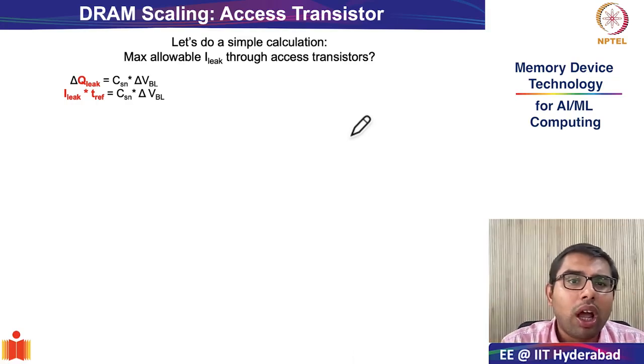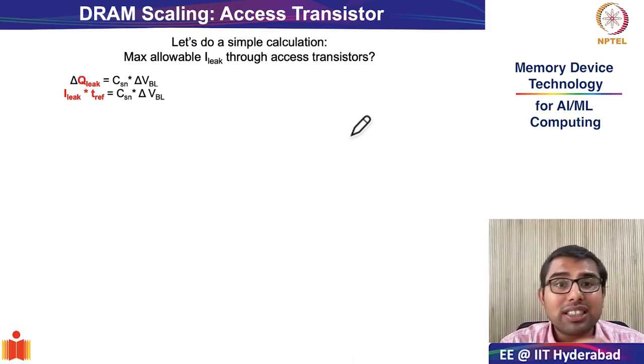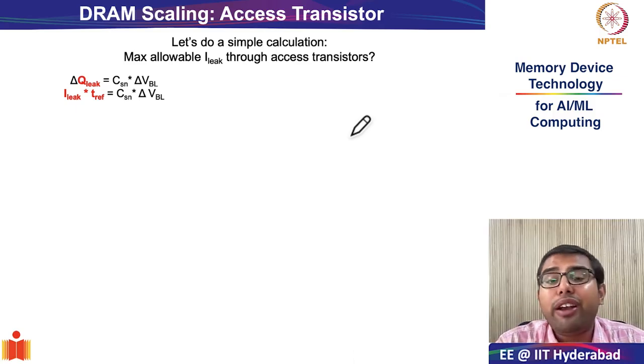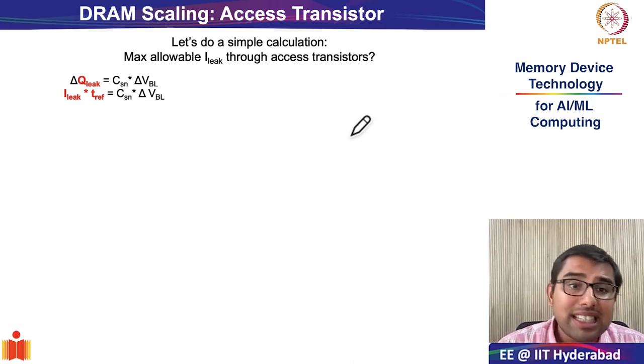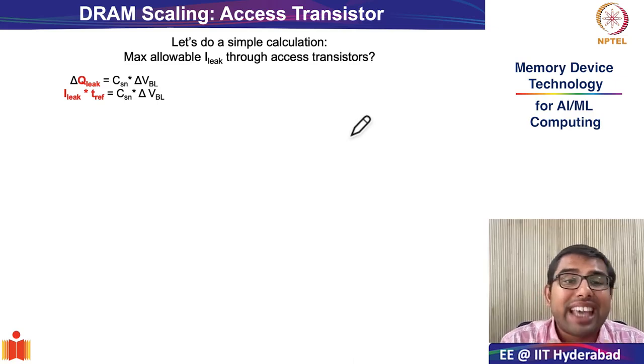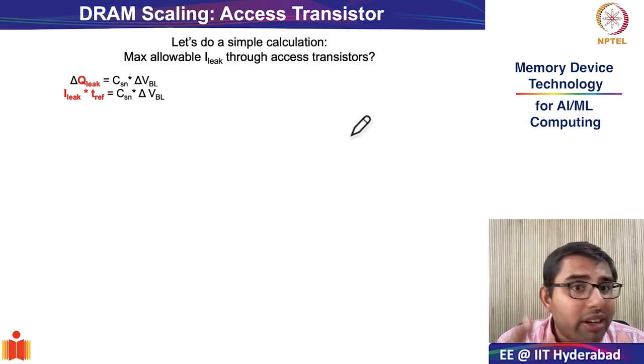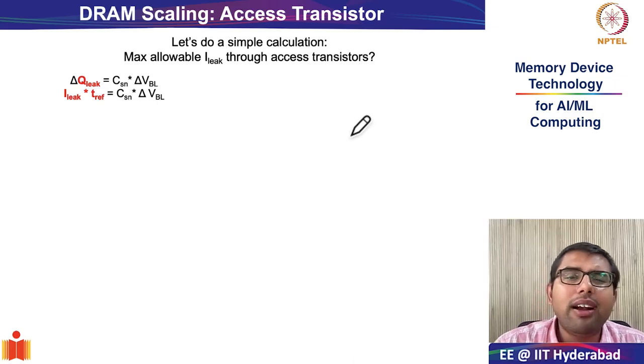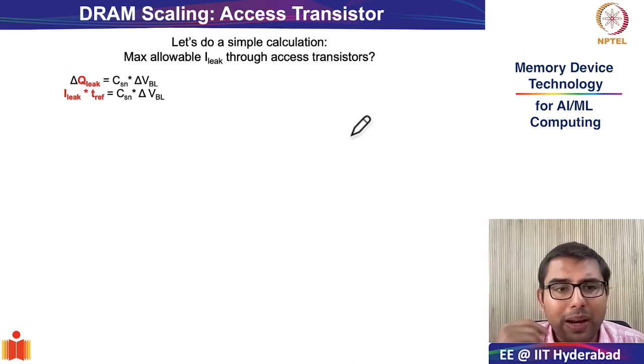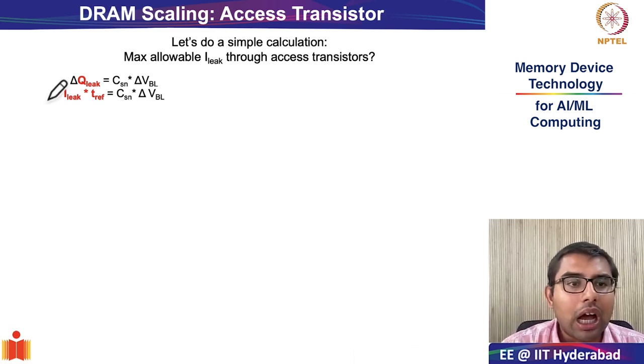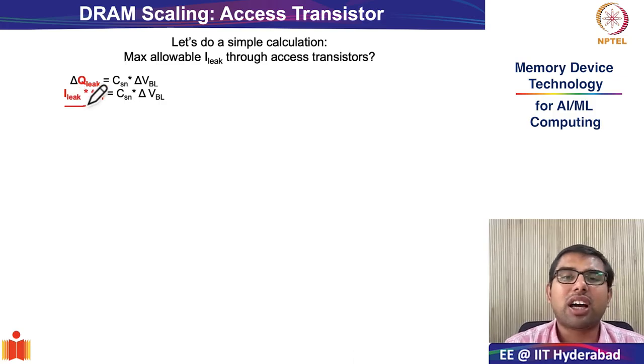Okay. Next, we move to a very important topic, which is trying to improve the performance of the access transistor. Now, we will see that the access transistor that we use is very different from your logic transistor. Why is this the case? We have already been able to scale the logic transistor to really small dimensions. So why do we need a different kind of access transistor? To explain this, we will do a very simple calculation. What we are trying to see is how much the maximum allowable leakage current should be so that you can meet the specification of having the refresh cycle every 64 milliseconds.